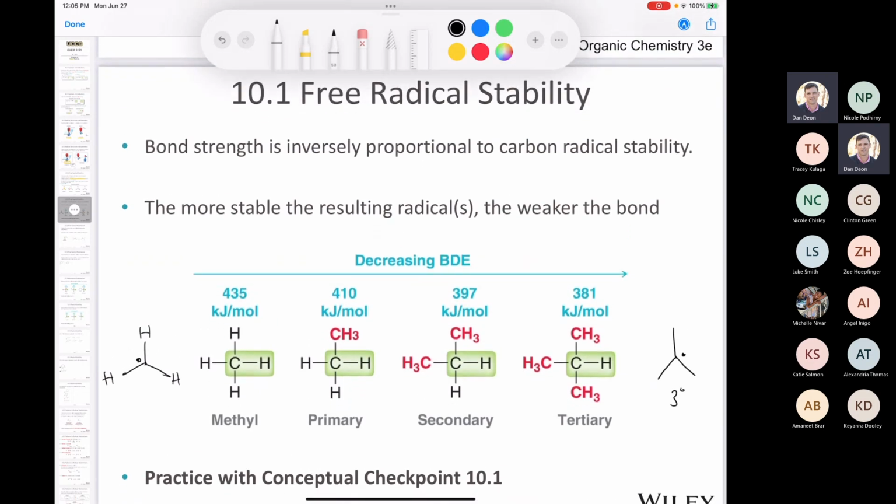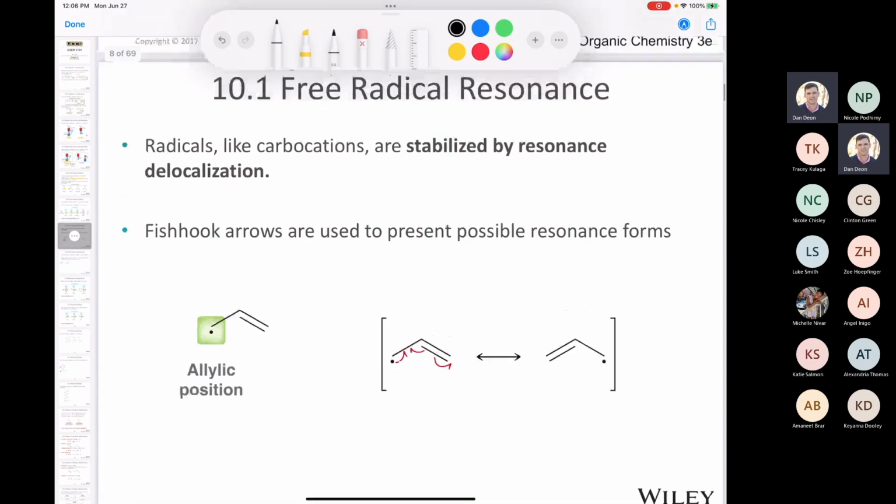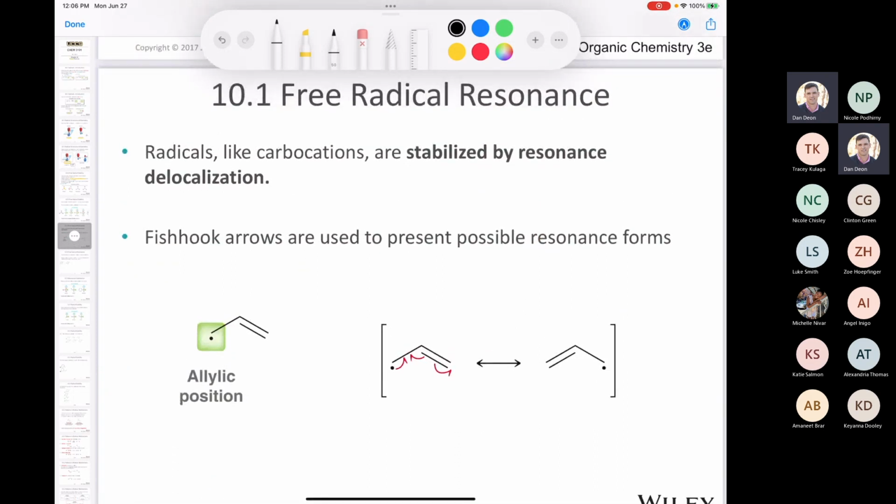That's the rationale there. Sometimes students will get it backwards, but remember, the more comfortable the bond is being broken, well, the weaker the bond will be. It's like, I don't care if I break, I'm cool. All right, well, let's move on from there and let's talk about free radical resonance.